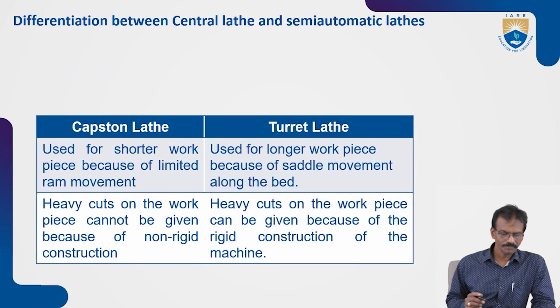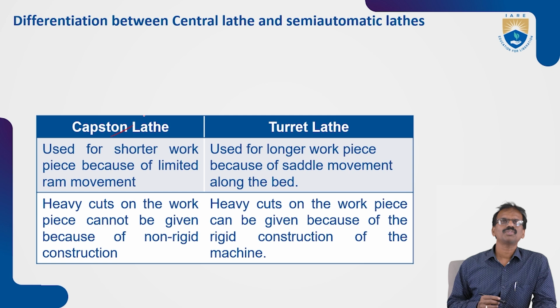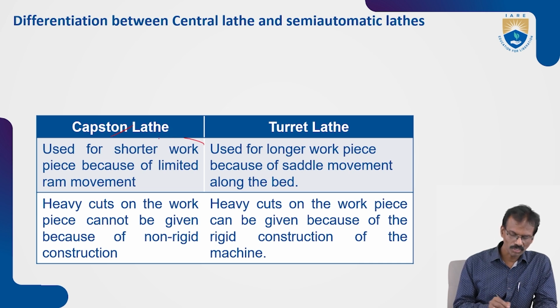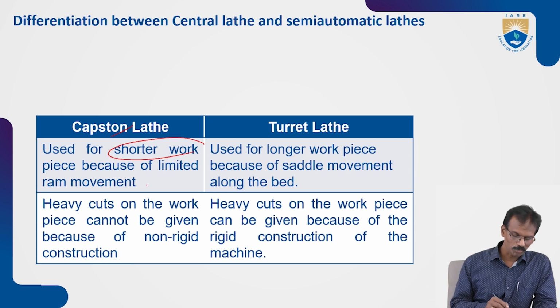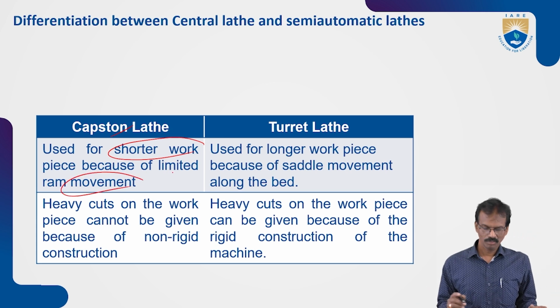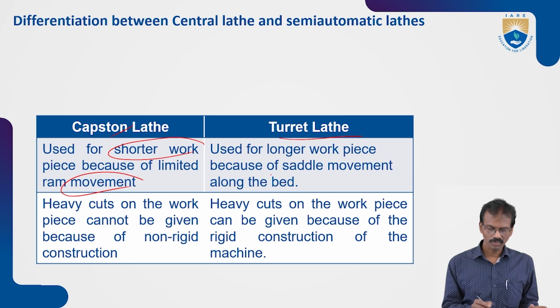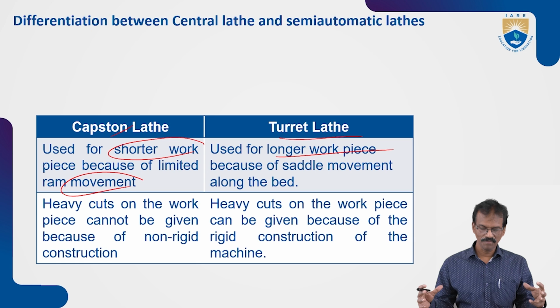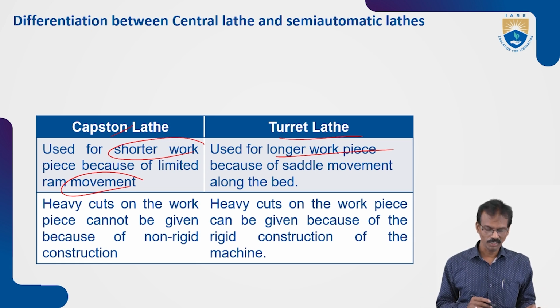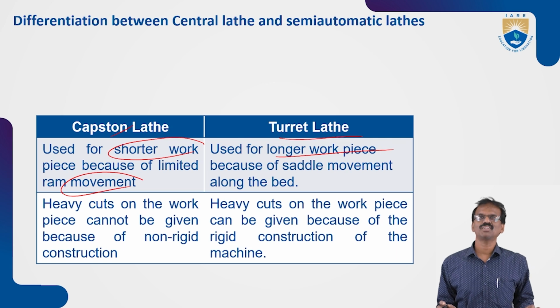Next, the capstan lathe is a very lightweight lathe machine compared to the turret lathe machine. So it is used for shorter workpieces because of limited ram movement. But the turret lathe is used for longer workpieces. Heavy workpieces can be machined on the turret lathe because the saddle movement along the bed is very high.